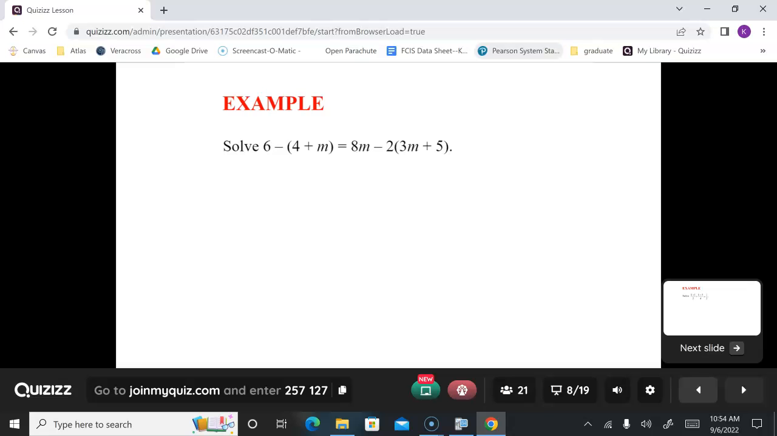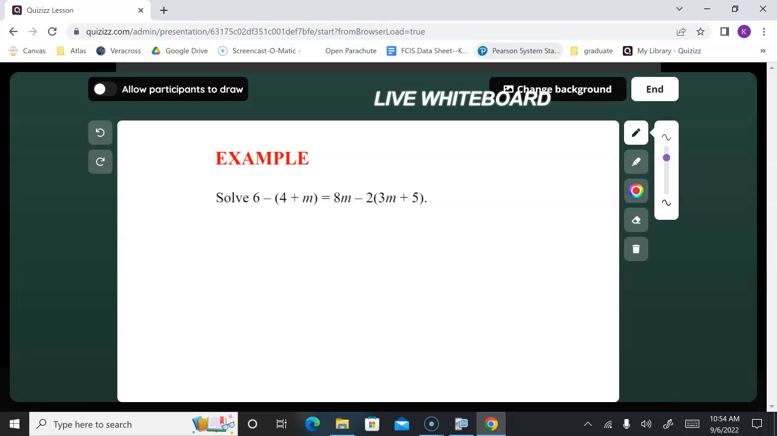All right, so do I have any fractions to clear out of this expression? No. Do I have any distributive property that I could do? Yes. Where? Here and here. This is a negative what? 1. Okay? So 6 minus 4 minus m equals 8m minus 6m minus 10. Wait, minus m. Negative 1 times 4, negative 1 times m.